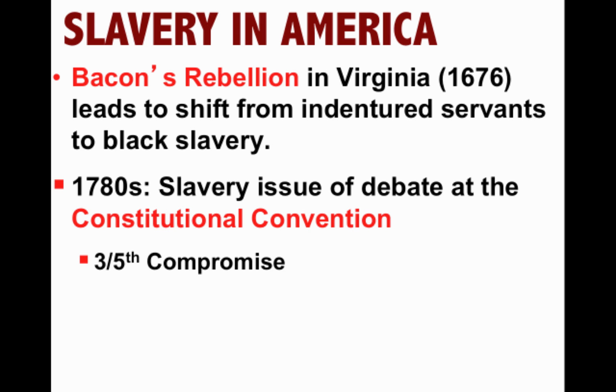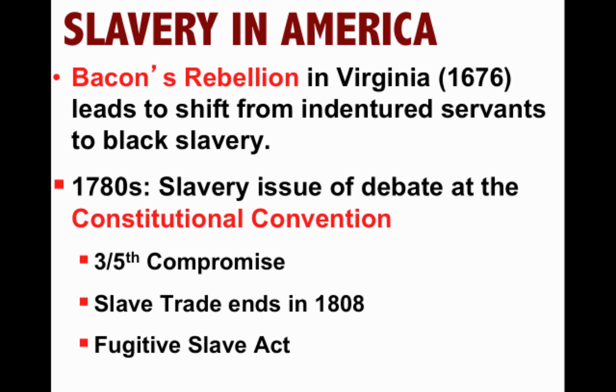But we do have the Three-Fifths Compromise. The slave trade is agreed to end in 1808, but there will be a very important internal slave trade within the United States. And of course, in the Constitution, there is a fugitive slave law that said Southerners can go get their runaway slaves.